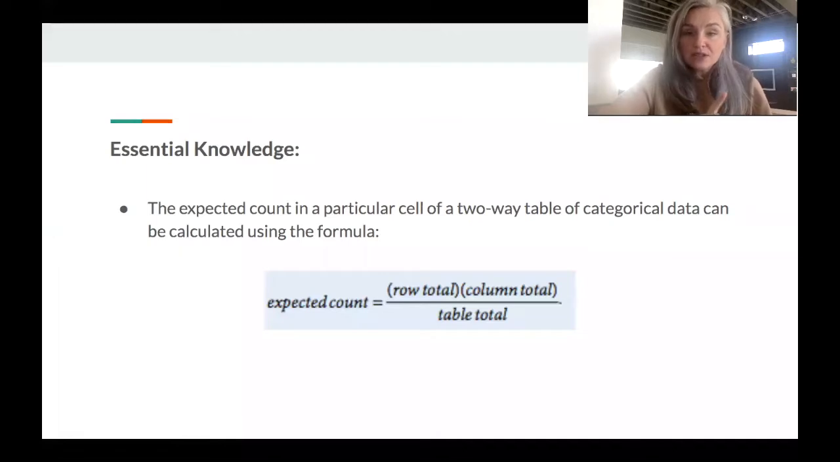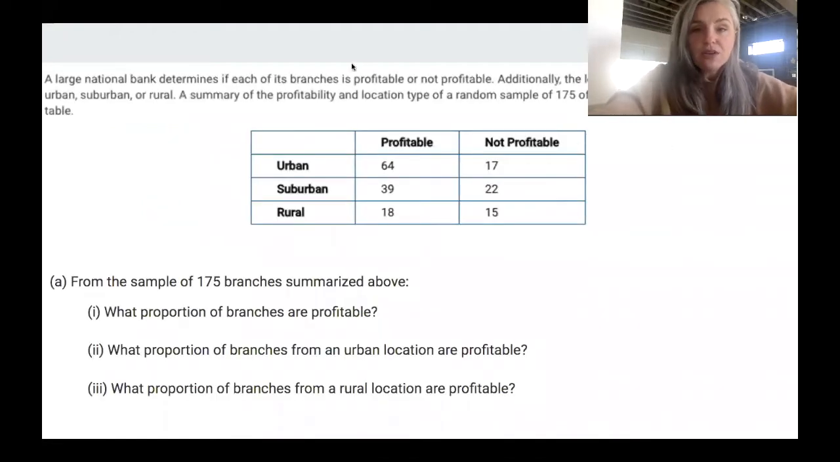So the essential knowledge here is just the formula. Expected counts in a two-way table are row total times column total divided by the total number in the sample, or in the study or in the table, or however you want to think about that. Okay, so just a quick review on using two-way tables because it's been a hot minute.